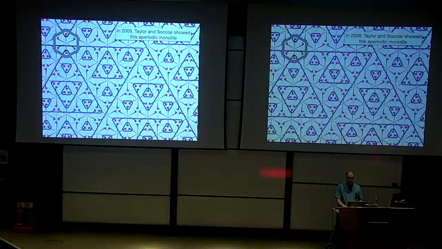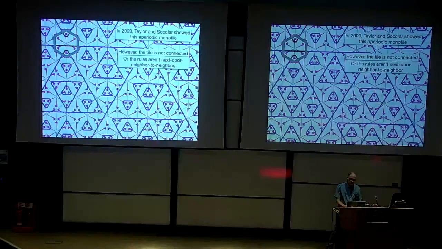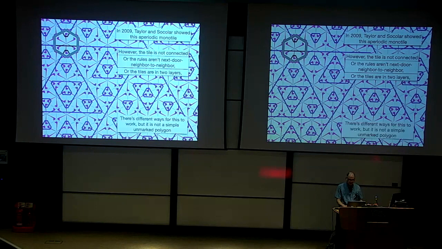Or we have Taylor and Socolar's wonderful example from 2012, right? That's the wrong date, possibly. In any case, the tile is not connected, or maybe we mean the rules aren't next-door neighbor to neighbor. Definitely American there. Or the tiles are in 2 layers. There are different ways to get around the problem with this tile. The problem is that this tile, like this thing, has to be pointing in the same way as that thing. And there are all kinds of solutions to this, but none of them seem to be ways to do it with a simple unmarked polygon.